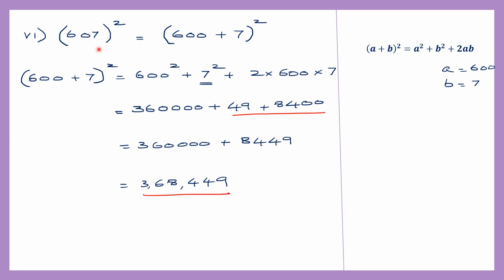So when you get a number like this, instead of doing 607 into 607, put it in the form of either a plus b or a minus b. So in this case, we could apply the a plus b formula.